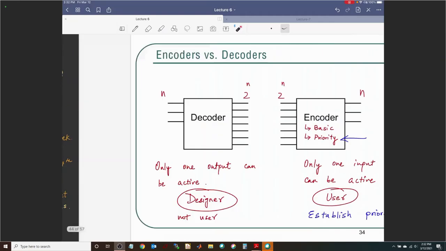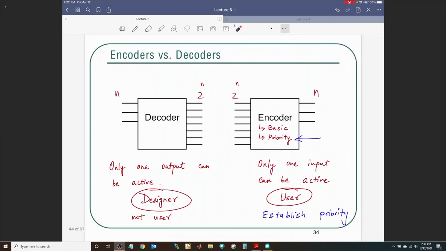All right. Let's continue talking about encoders. So this is what we did last class, where we finished talking about decoders, then we started talking about encoders. The first difference was in terms of decoders and encoders, things were sort of the opposite. So in decoders, you had n to 2 raised to n, meaning n inputs and 2 raised to n outputs. For the encoder, it was different. It was exactly the opposite: 2 raised to n inputs and n outputs.